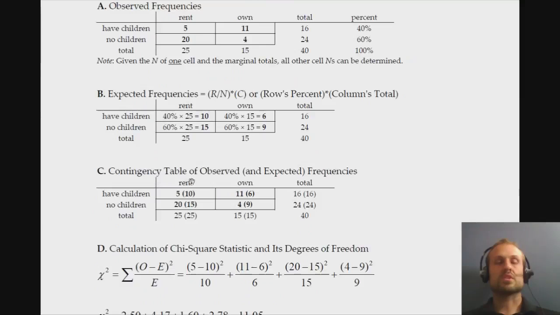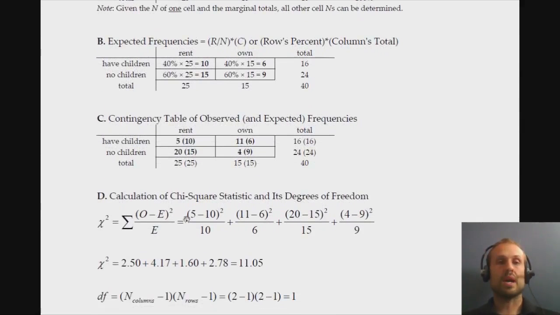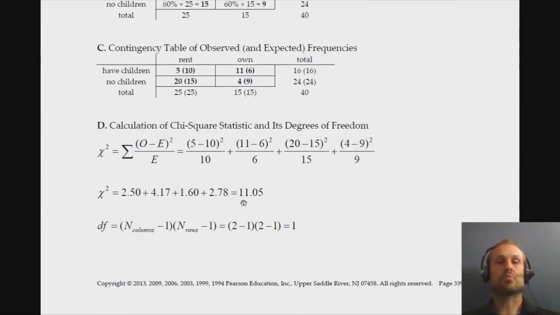So we make a contingency table like this. We say the observed number and then the expected number in brackets. Observed, expected, observed, expected, observed, expected. The total would obviously be the same, and the rows would be the same, giving me a total sample of 40. Now I calculate the chi-squared value the same way. Observed minus expected, square it, and divide by the expected. Add all of them up, I get 11.05.